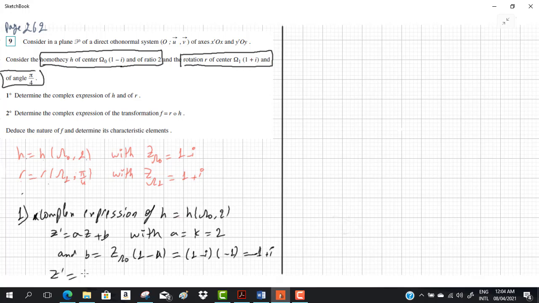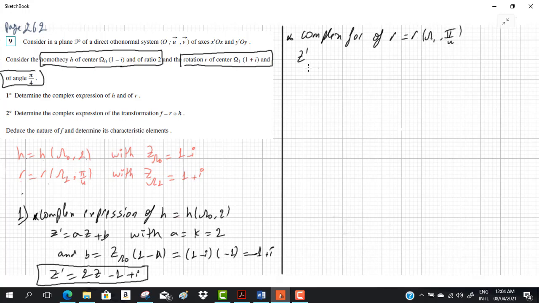لكن Z prime equal 2Z minus 1 plus I. This is the complex form of H. Now we have to find the complex form of R. Also, the R is a rotation of center omega 1 and angle pi over 4. Z prime equal AZ plus B with A equal exponential of I alpha equal exponential of I pi over 4 equal cosine pi over 4 plus I sine pi over 4.